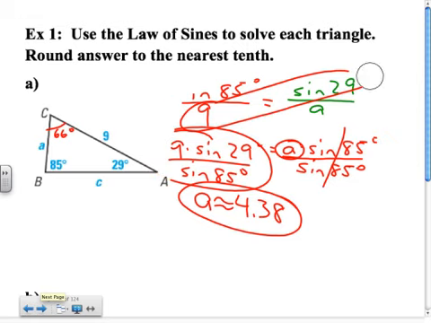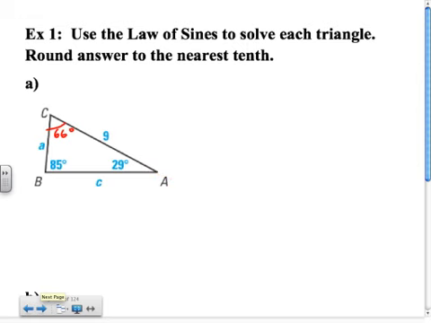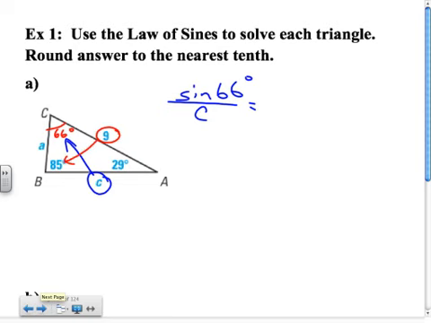Let's see if we can try that again. There we go. All right, so now I've got to solve for C. Okay, well here's C. If I'm using C, automatically I've got to use that 66. Sine of 66 over C is equal to, and again, my suggestion is always use information that they give you. They gave me the 9, so that means I'm going to use that 85. Okay, so I have sine of 85 over 9, and then again, this just becomes a cross multiply and solve.